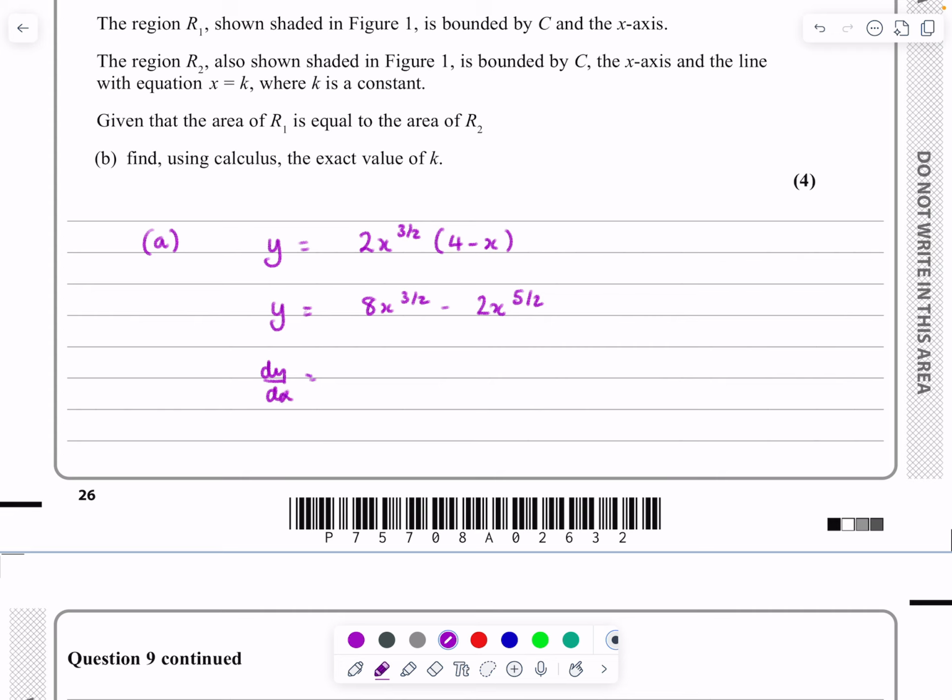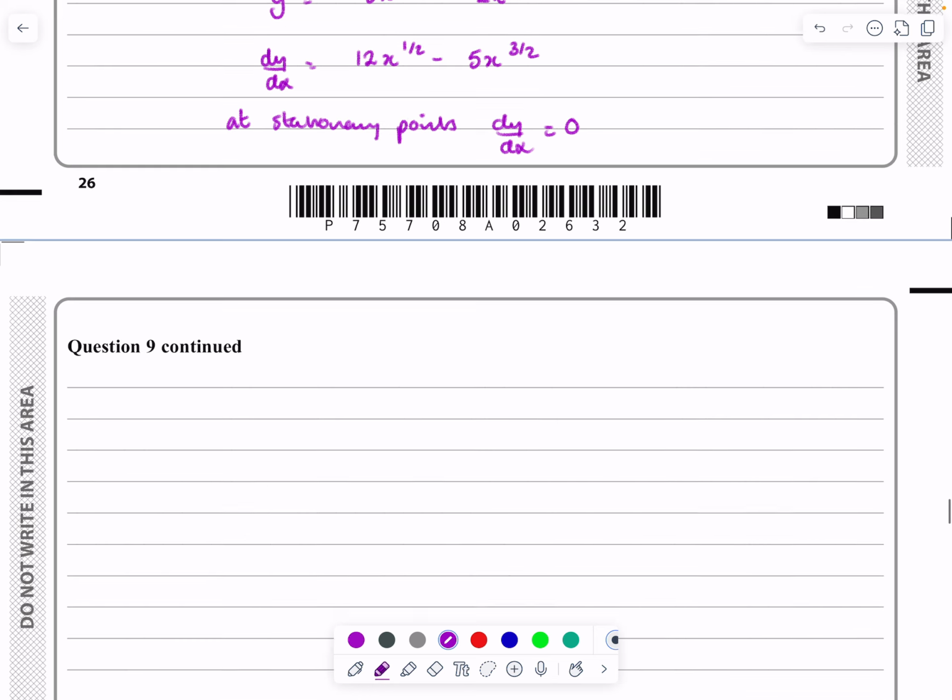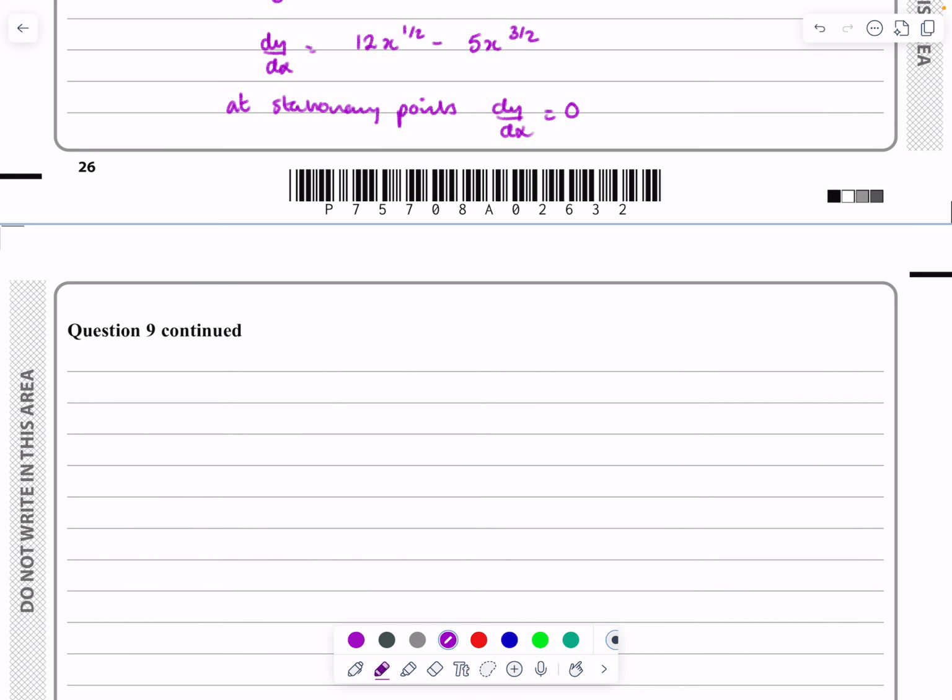dy by dx then. Multiply by the power, take 1 off the power. 3 over 2 multiplied by 8 actually gives me 12x, and taking 1 away from 3 over 2 is a half. Minus, multiply by the power again, 5x, taking 1 off the power gives me to the 3 over 2. And let's tell the examiner what we're doing. At stationary points, we know that dy by dx is equal to 0. So my expression 12x to the half minus 5x to the 3 over 2 is going to be equal to 0.